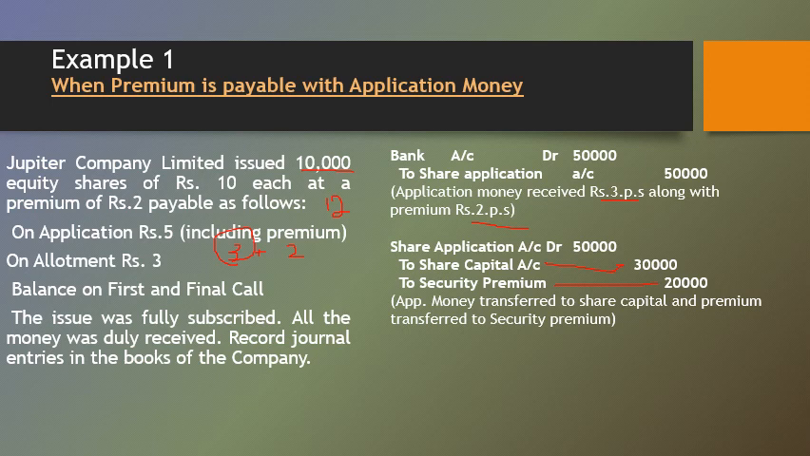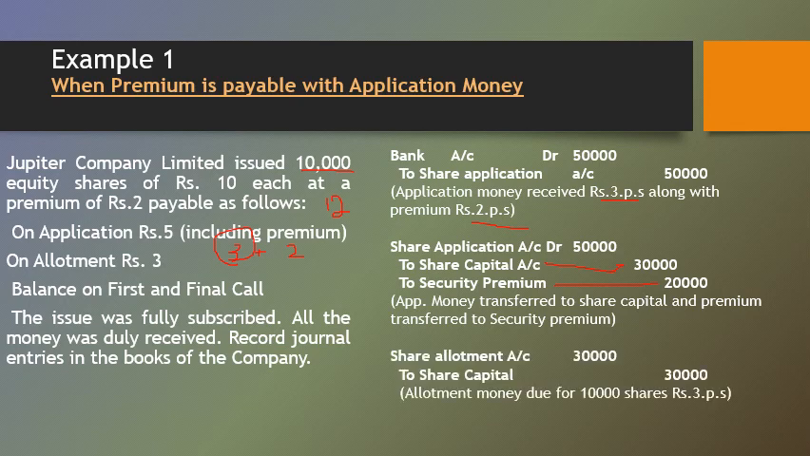So this is how we record the shares issued at premium, and the premium is collected along with the application money. So now the application money is received and transferred to the share capital, and the premium is also received and transferred to the security premium account. Then next we have to make the allotment due.